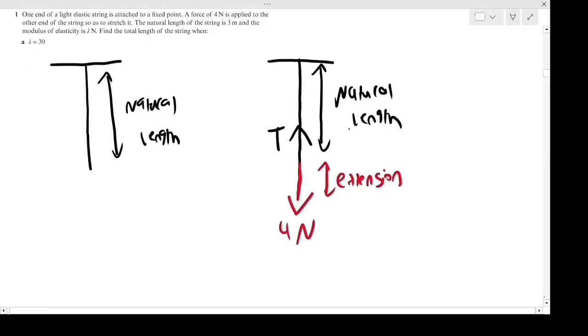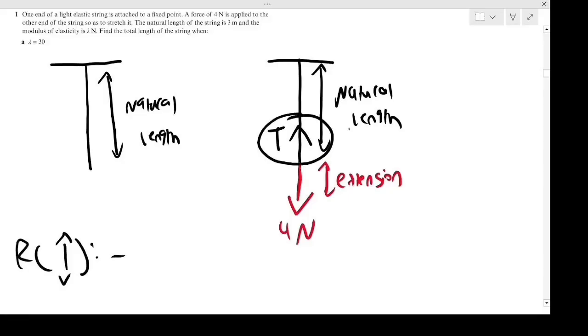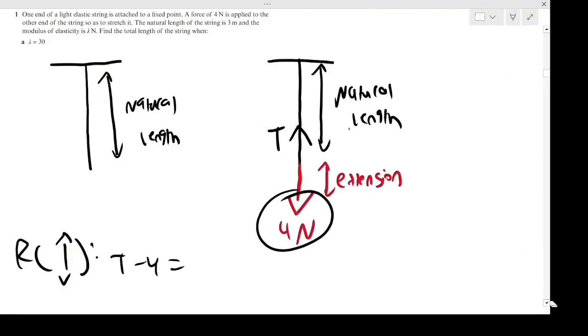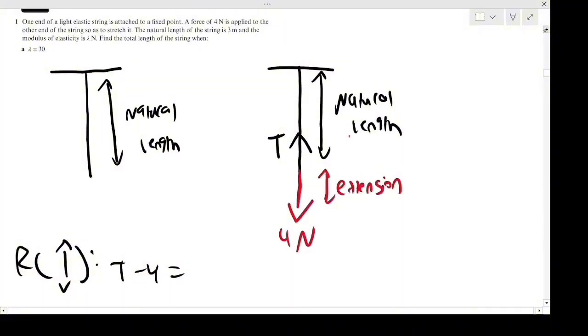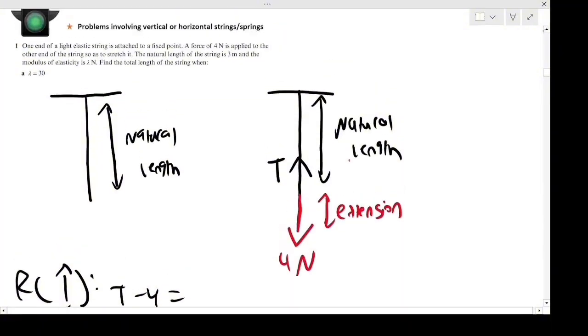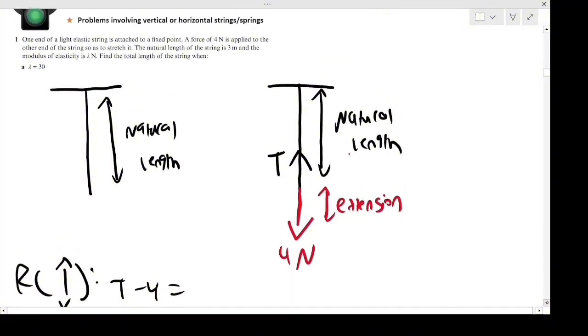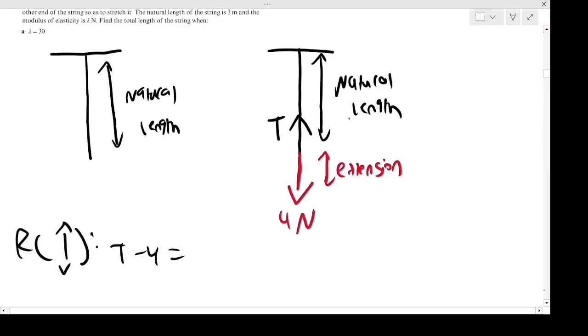Now what we can do first is resolve. We're going to resolve up and down the string. So firstly, my upwards force is my tension T, take away the downward force of 4. That's going to equal mass times acceleration. Now, there's no movement, so actually there's no acceleration. So this is F equals ma. No acceleration means it equals 0. That means my tension force is 4.